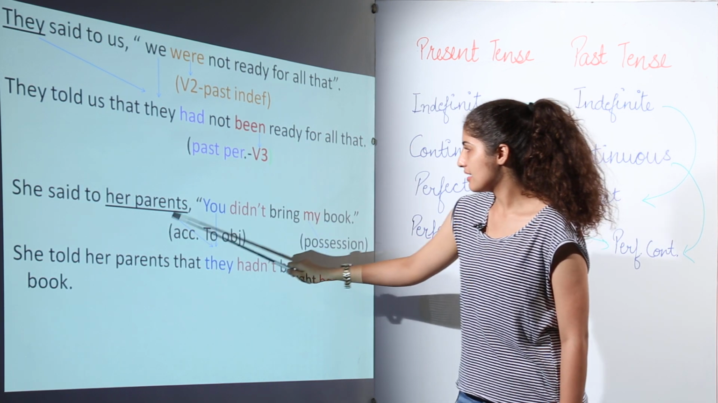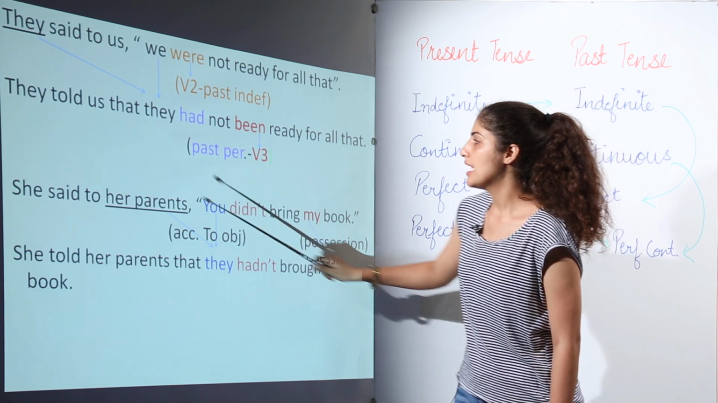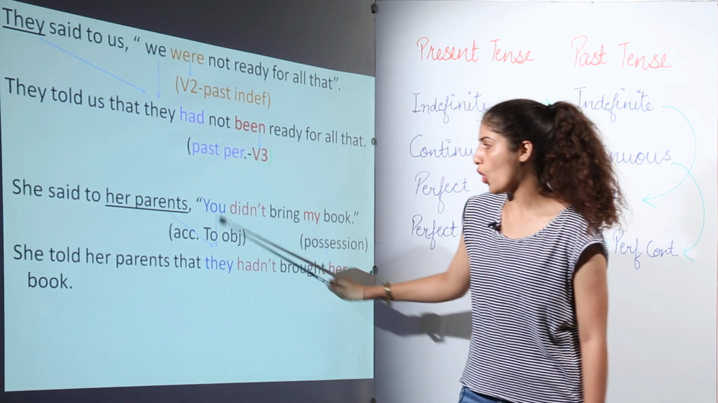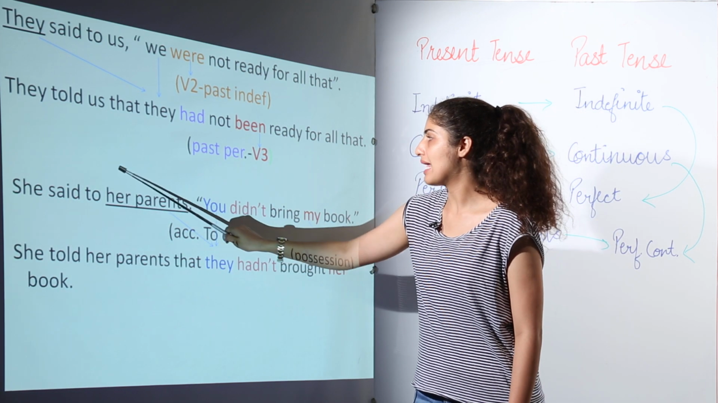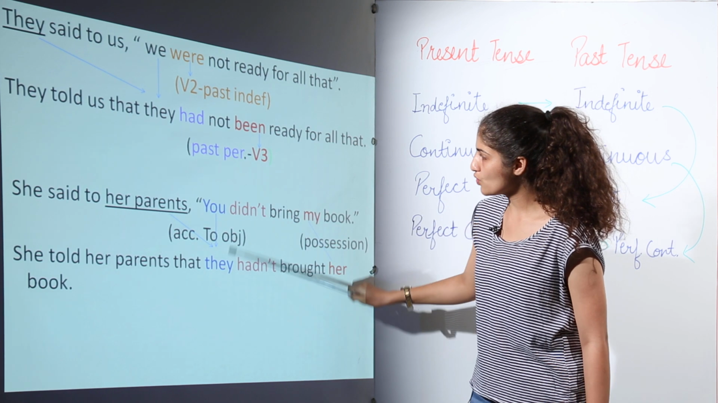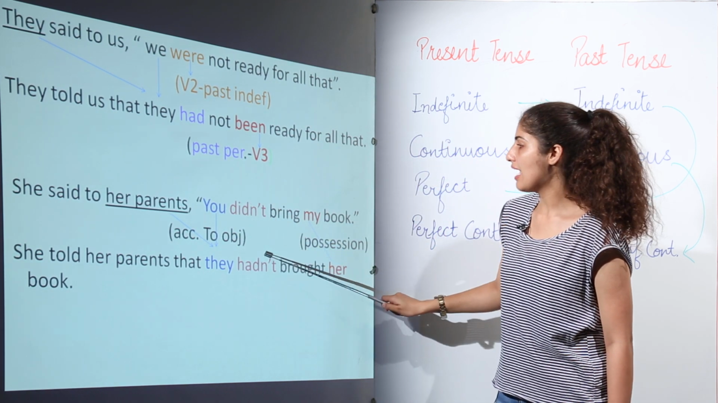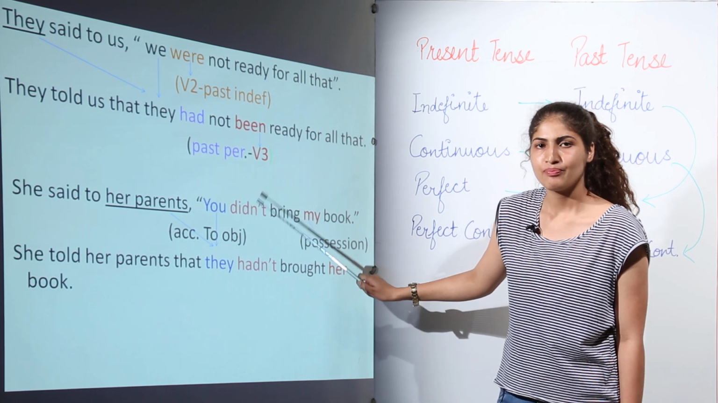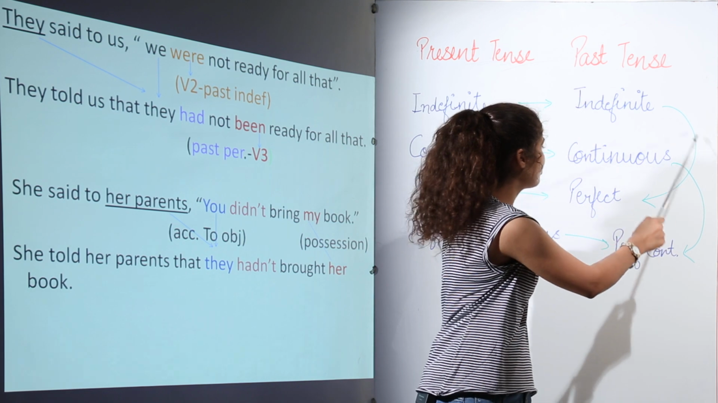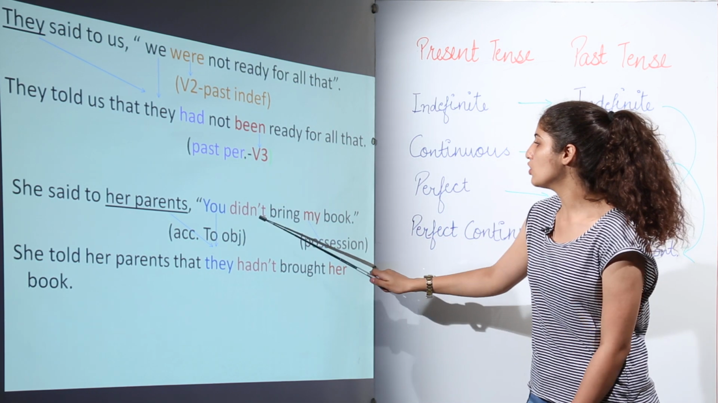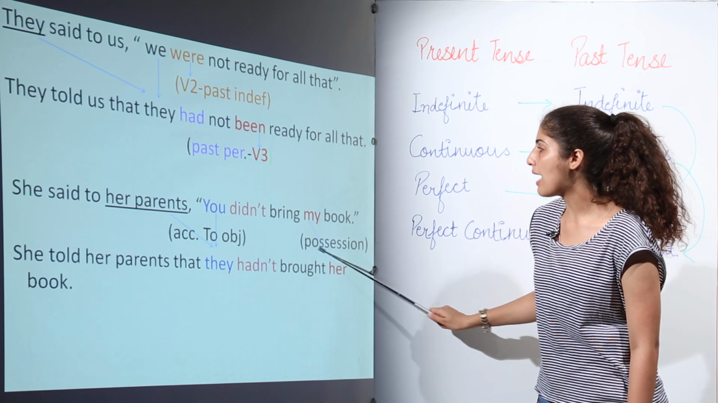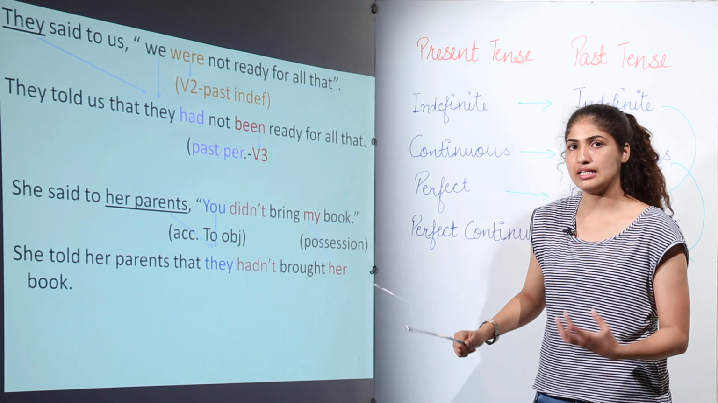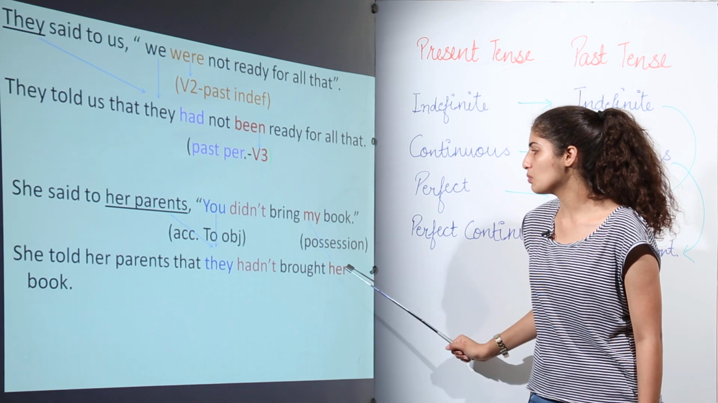Next is: She said to her parents, "You didn't bring my book." Now, she told her parents. Now this you is changed according to the object. So she told her parents that they. So this they is used from the word her parents. They had not brought her book. Did not means this is the past indefinite tense, and we know that past indefinite tense will be changed into past perfect tense. Therefore this did not will be changed into had not. And bring my book. Now my was used in reference to her. Now if we interpret in the indirect sense, then we'll use the word her.